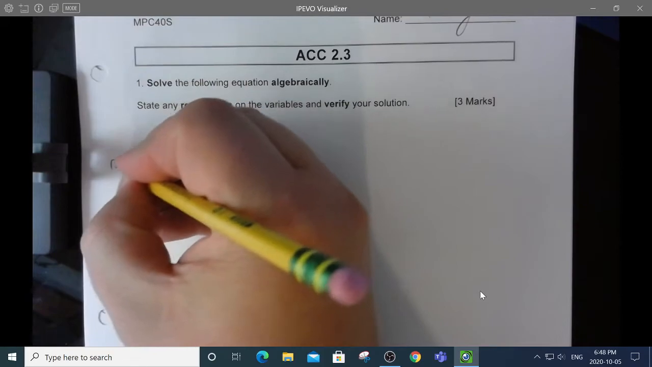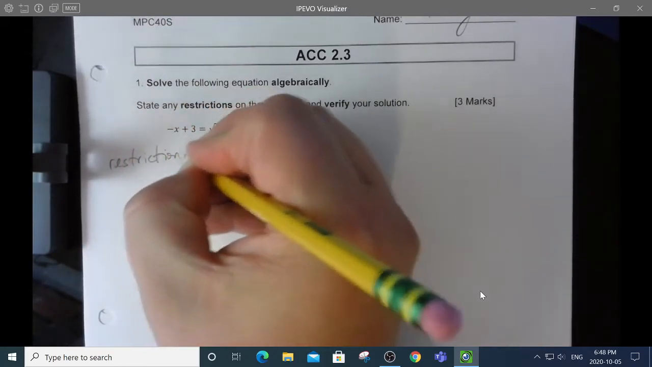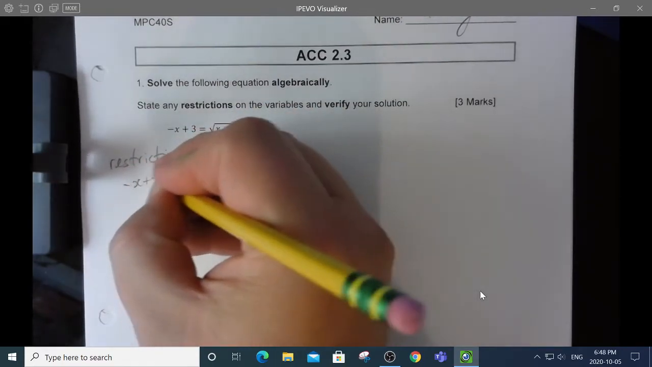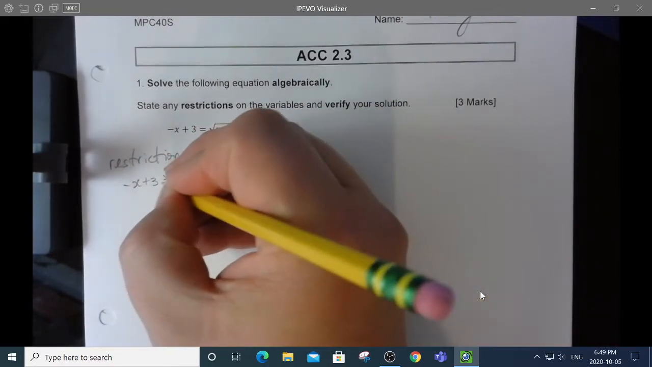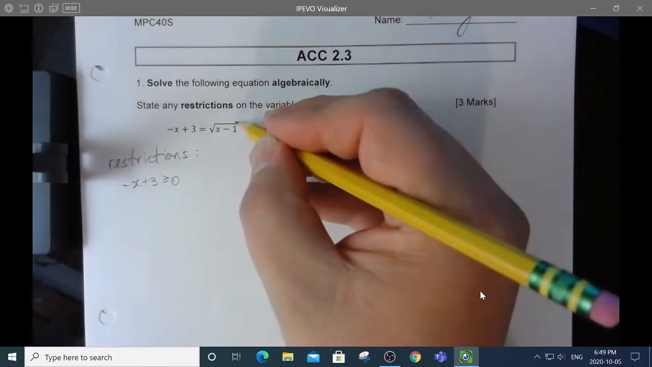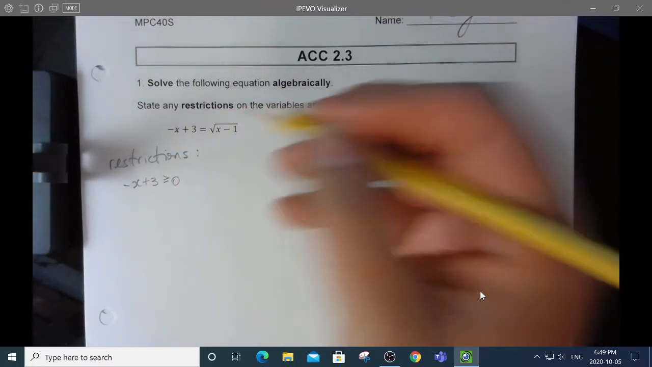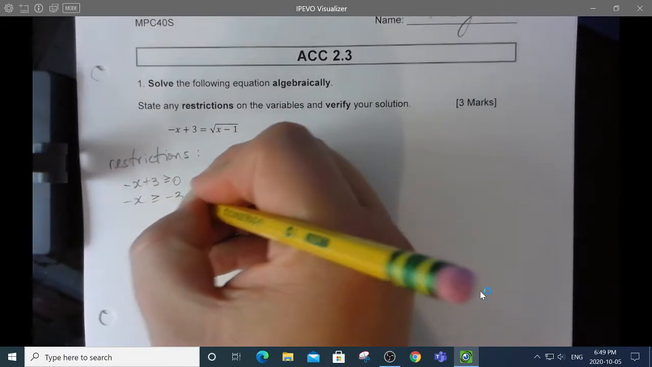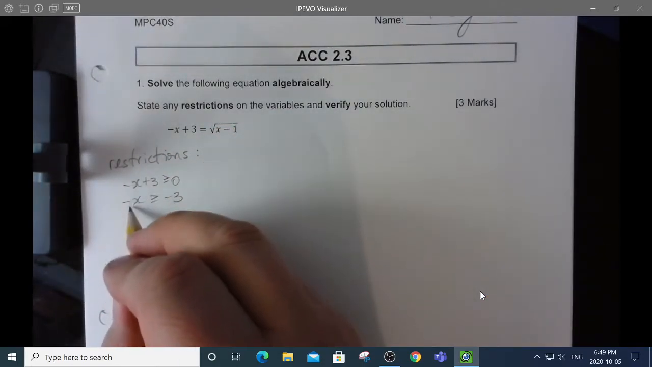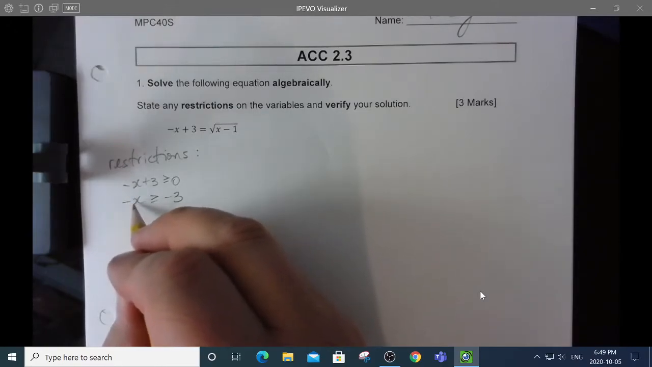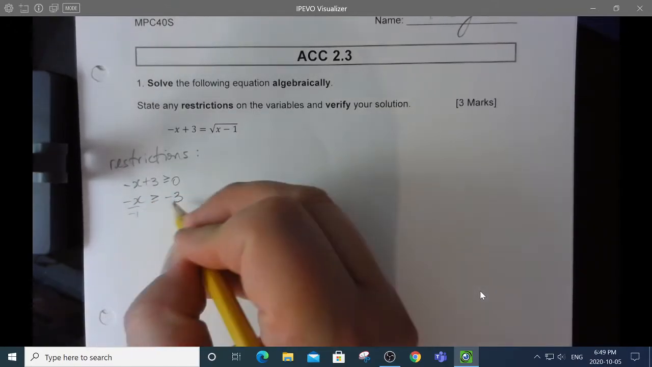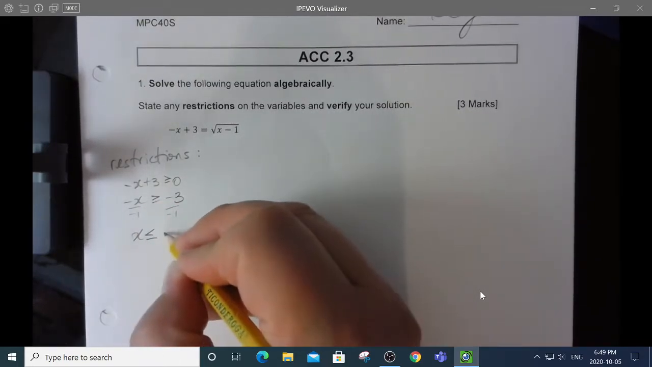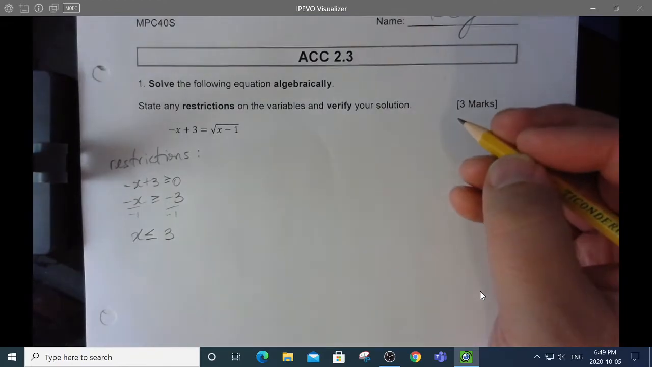My restrictions are that this side of the equation, negative x plus 3, can't be negative, so it must be greater than or equal to 0, because you can't square root something and then get a negative. So negative x has to be greater than or equal to negative 3. Think of this as negative 1 times x. To get x isolated, I have to divide both sides by negative 1, and doing that flips the inequality. So x has to be less than or equal to 3.